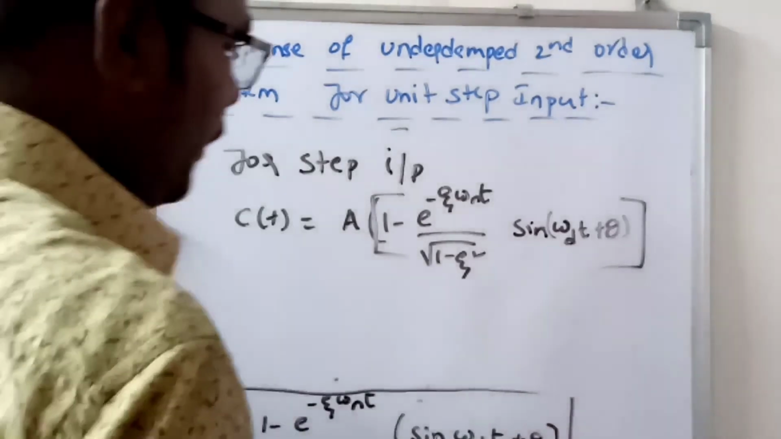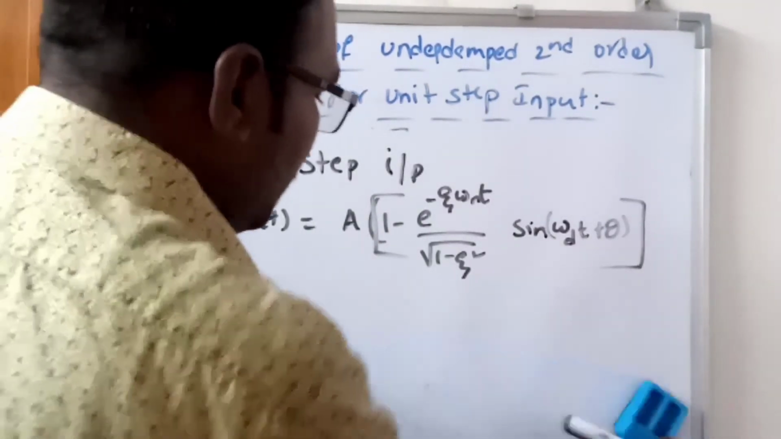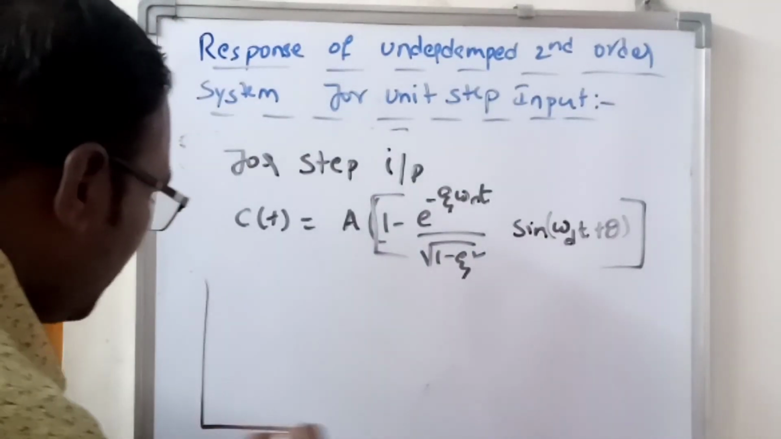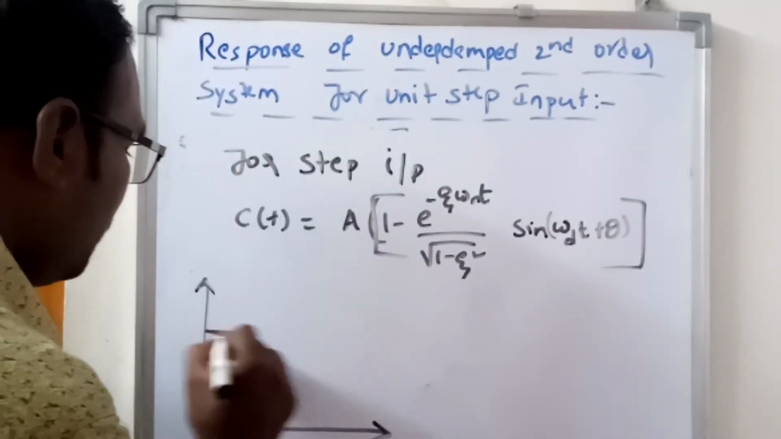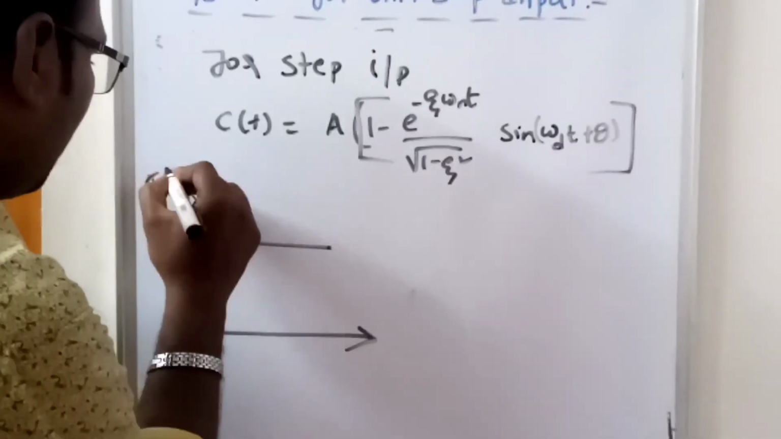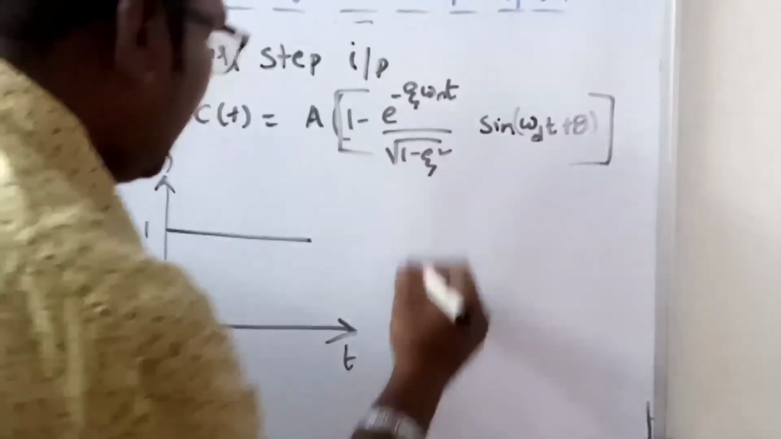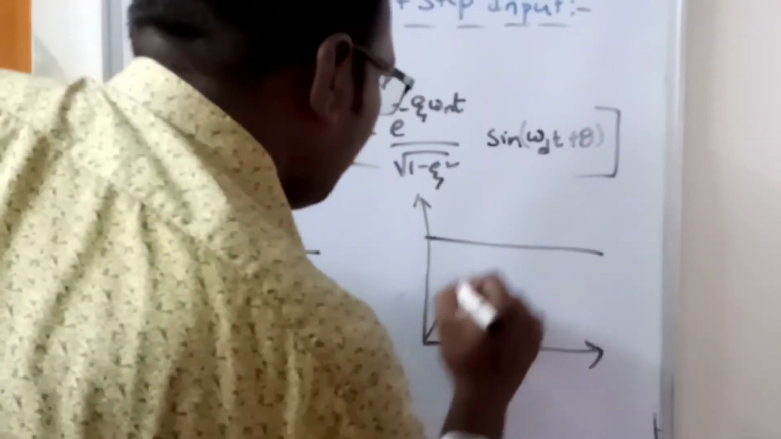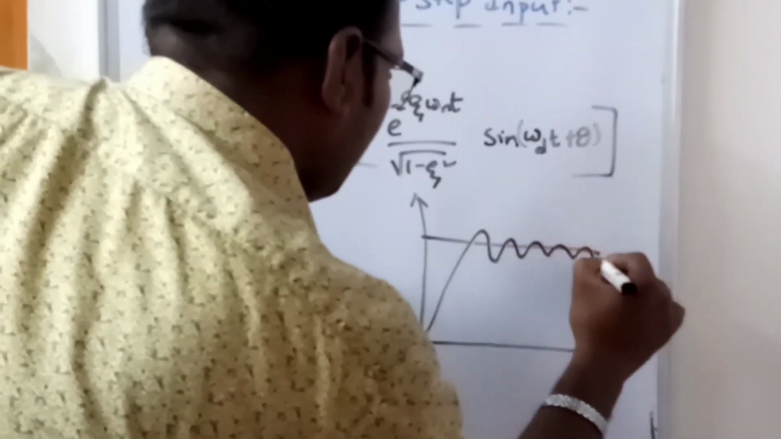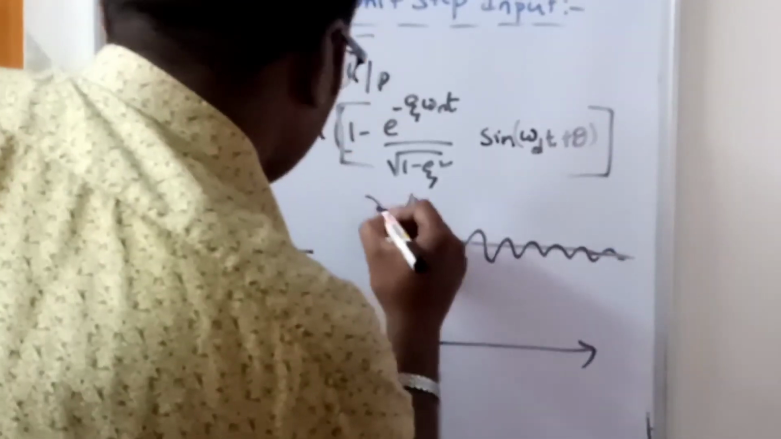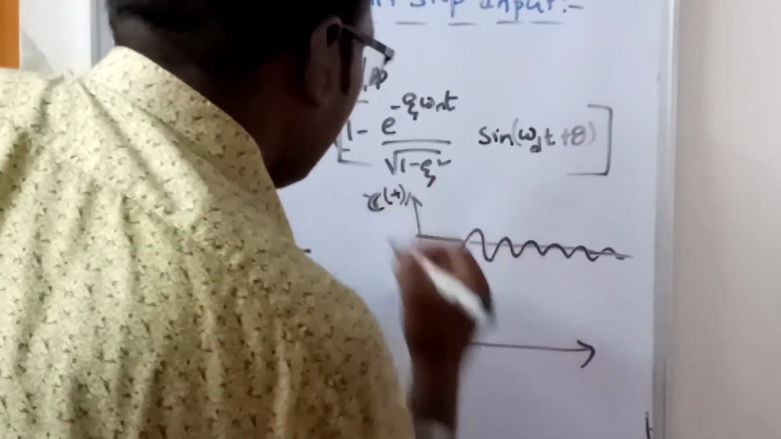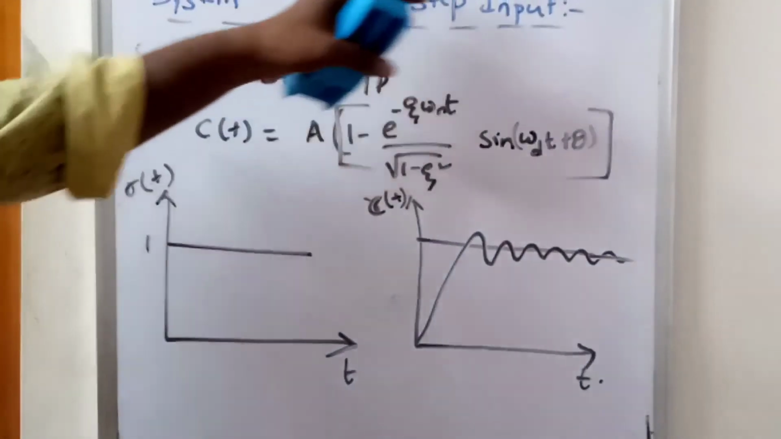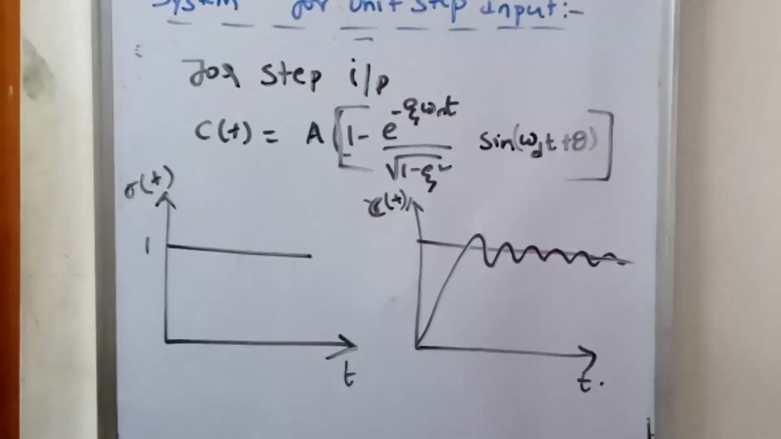And now we are going to see the responses. How will the responses be? See here. So this is the step, unit step, R of t versus t, and for this the response is like this. So it is C of t versus t. So this is the response of the underdamped second order system for the unit step input.